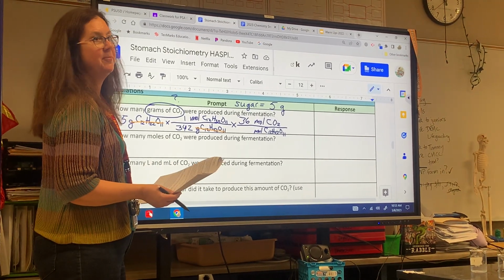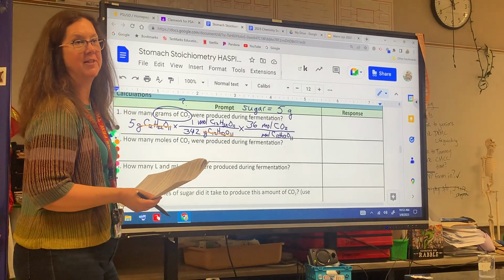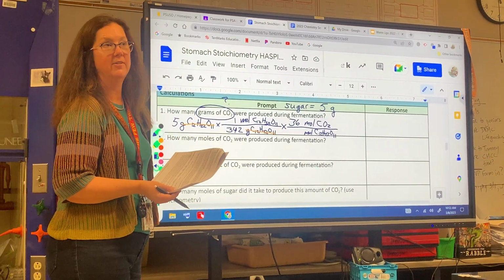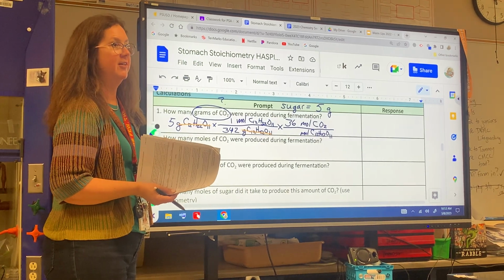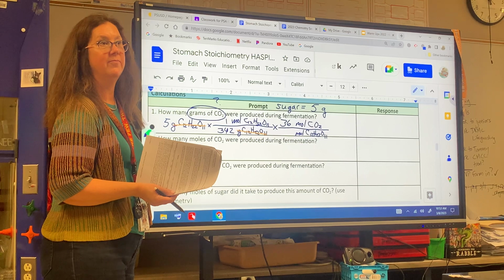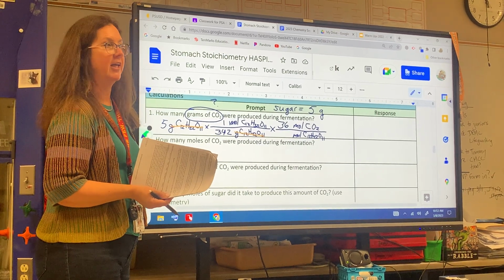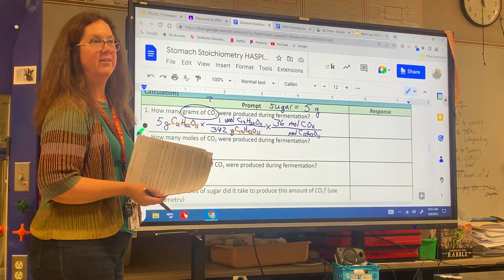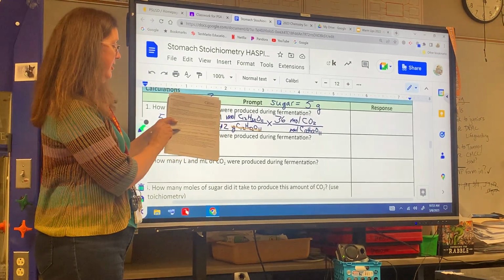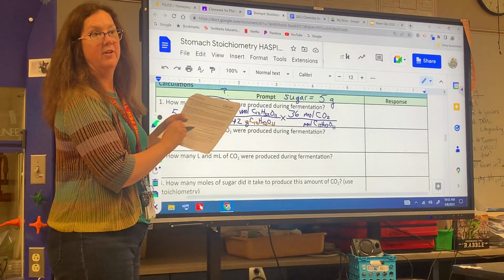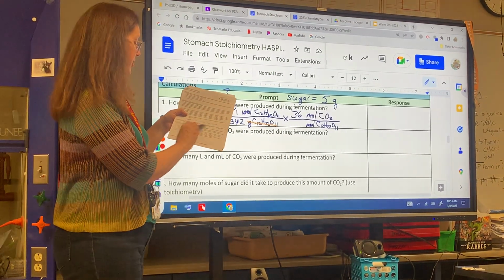From yesterday's warm-up? Didn't we balance this equation? Or not yesterday, but Monday, sorry? We balanced it together. Anybody write it down? Do I have to balance this again? Remember I said it's this reaction here for the yeast? The warm-up was the answer to the balanced reaction.